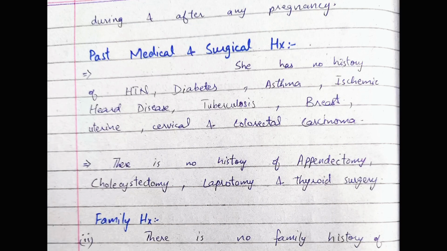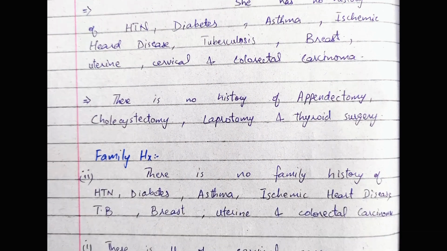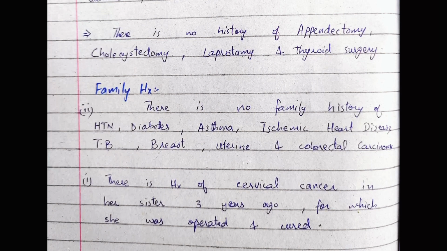Past medical and surgical history. She has no history of hypertension, diabetes, asthma, ischemic heart disease, tuberculosis, breast, uterine, cervical, and colorectal carcinoma. There is no history of appendectomy, cholecystectomy, laparotomy, and thyroid surgery. In the family history, there is no family history of hypertension, diabetes, asthma, ischemic heart disease, TB, breast, uterine, and colorectal carcinoma.